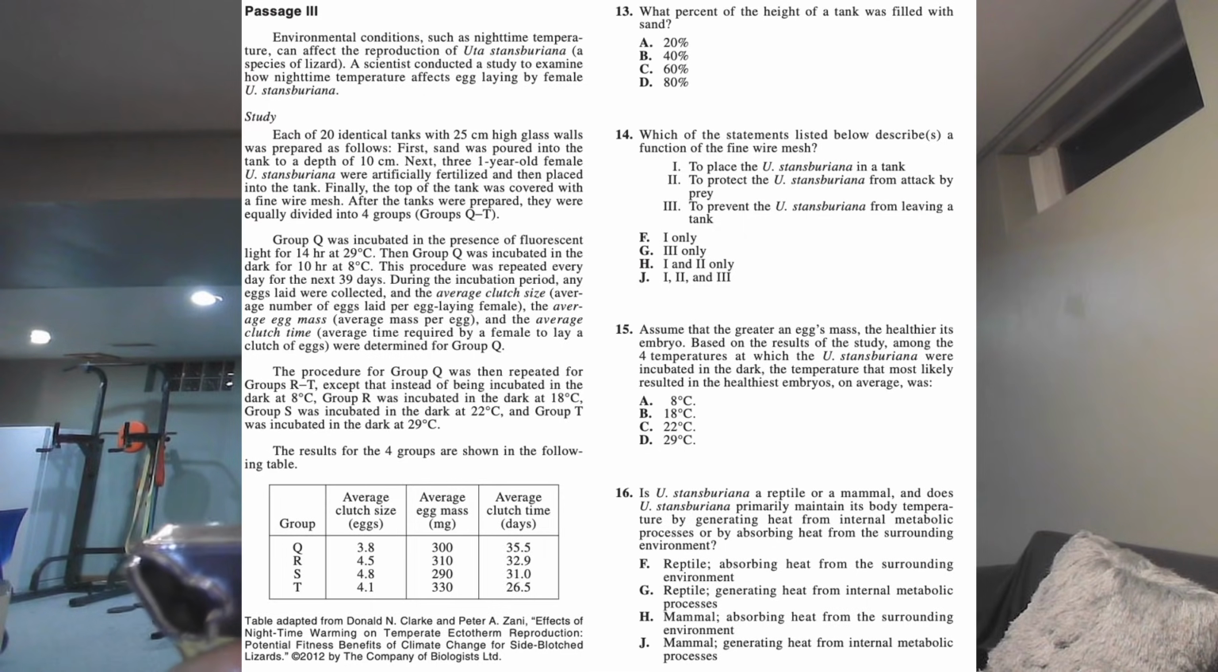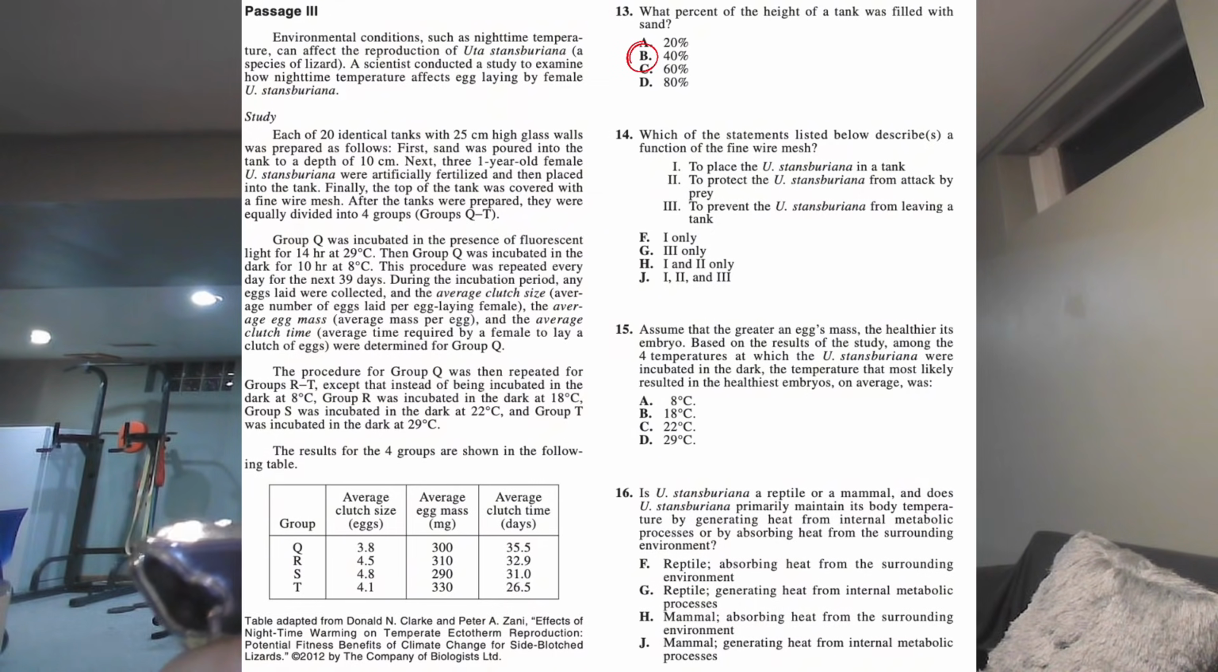And I can immediately spot it. Each of 20 identical tanks with 25 centimeter high glass walls was prepared as follows. First, sand was poured into the tank to a depth of 10 centimeters. So we're basically trying to find out what percent of 25 is 10, right? And we can just multiply both numbers by 4, and it's the same thing as what percent of 100 is 40, and that's just 40%. So that's going to be option choice B.